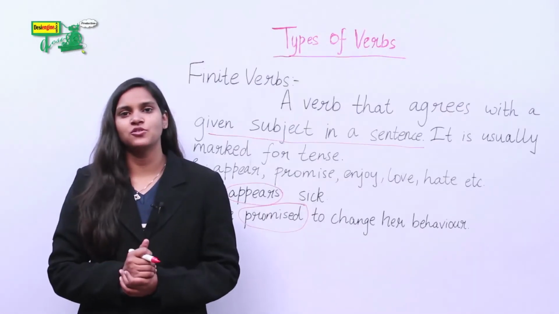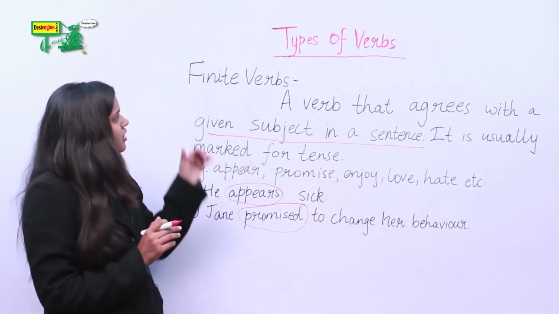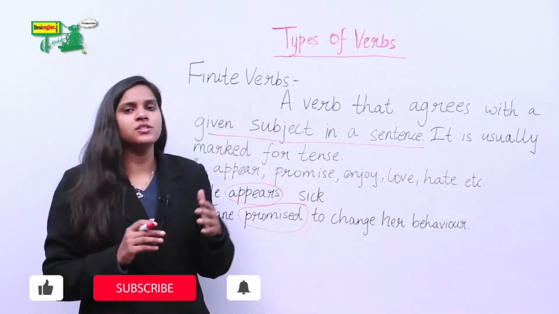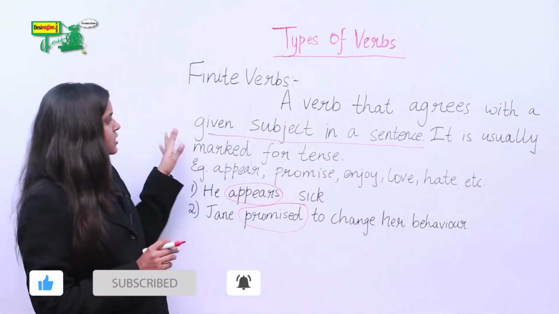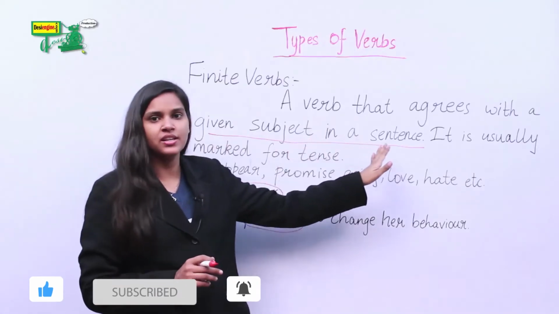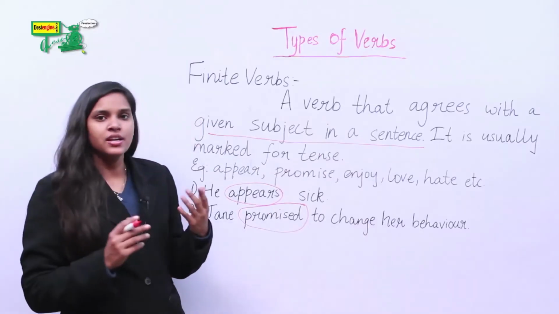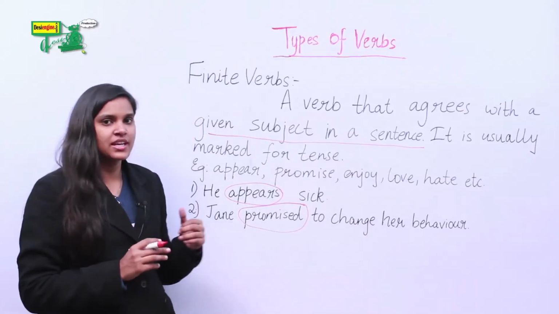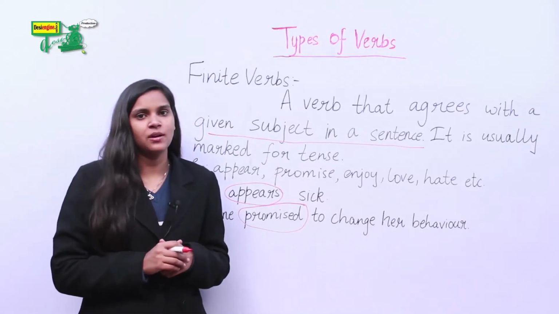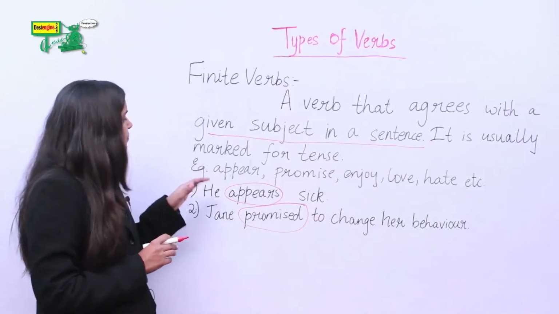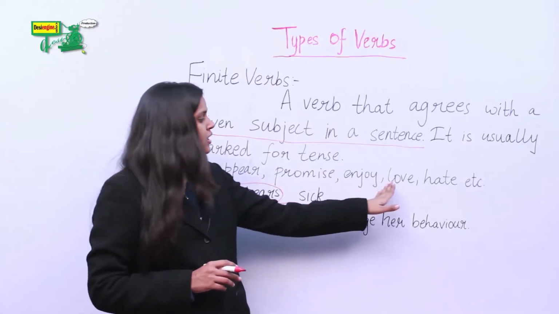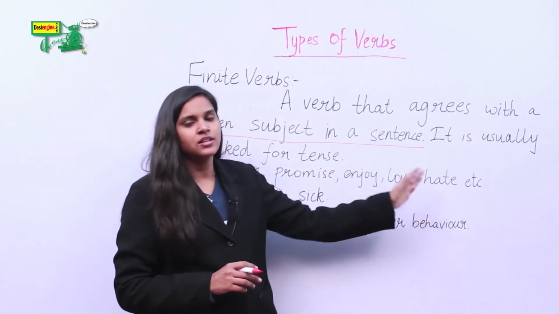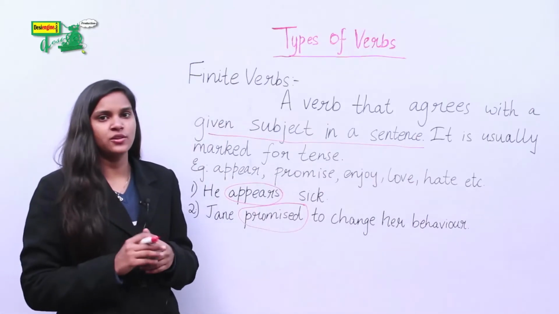Let's do the next kind of verb, and it is finite verb. What is a finite verb? A finite verb is a verb that agrees with a given subject in a sentence. It is usually marked for tense. Let's take a few examples of finite verbs. Appear, promise, enjoy, love, hate. These are examples of finite verbs.